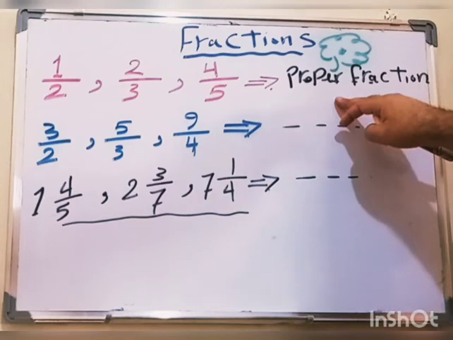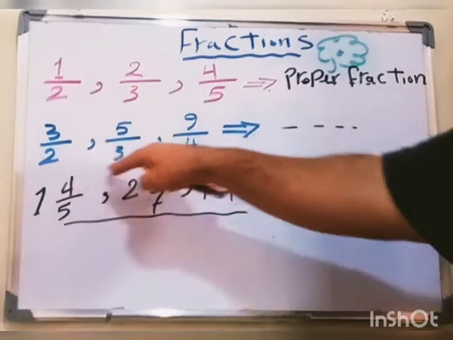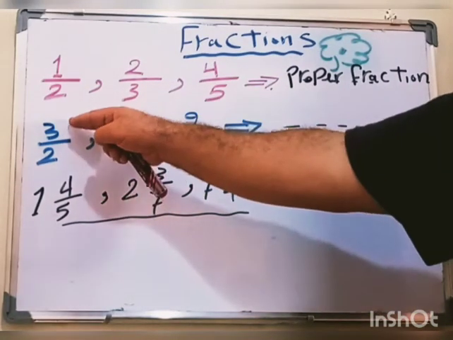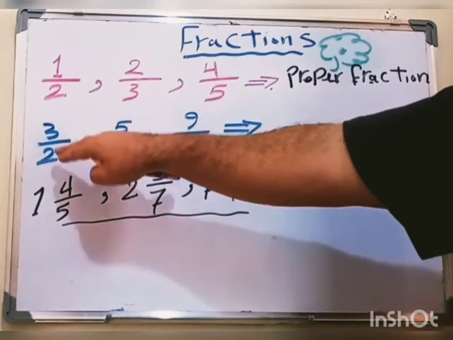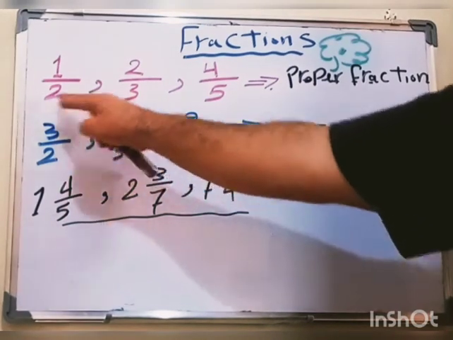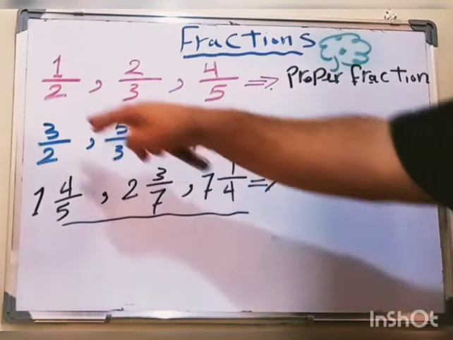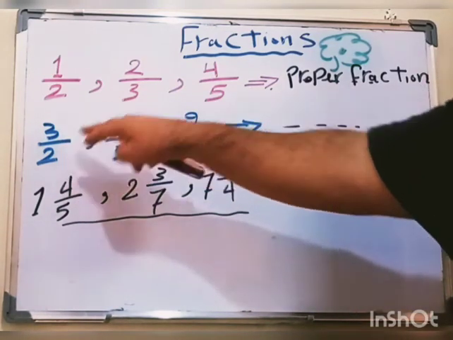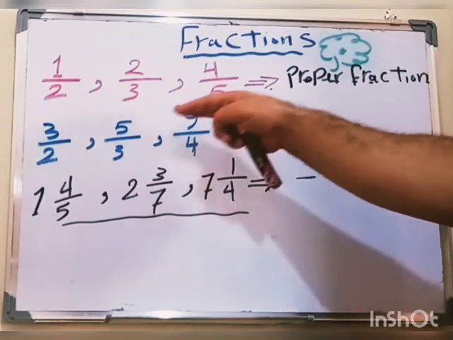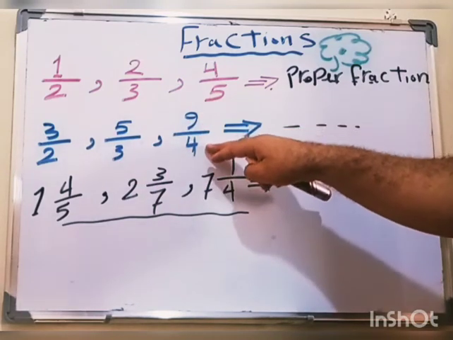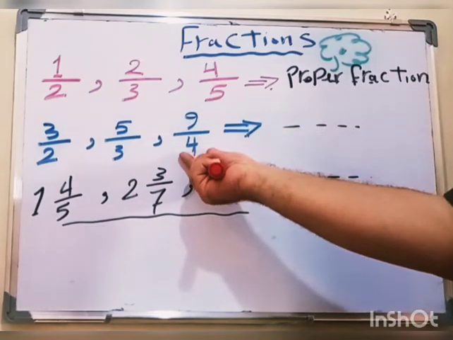Proper fractions. Then what about this form? If the numerator, the top number, is bigger than the bottom number, this fraction is called an improper fraction. Examples: 3/2, 5/3, 9/4. We notice that 4 is smaller than 9.